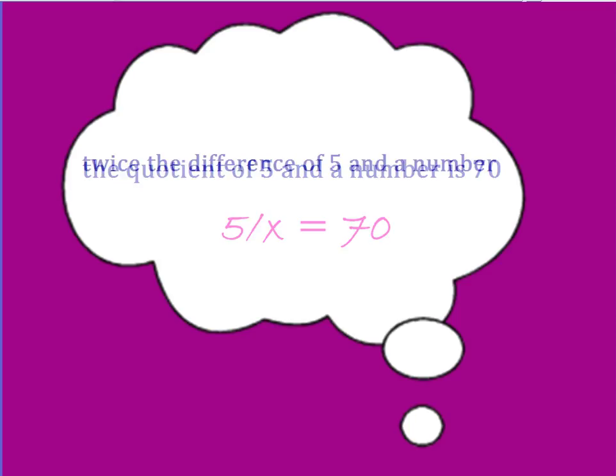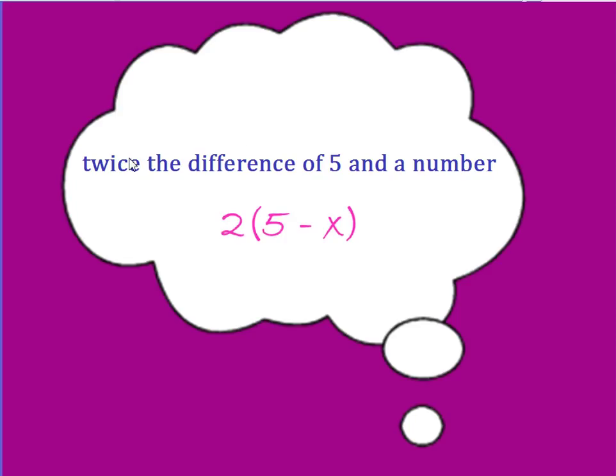One last phrase to try. Twice the difference of 5 and a number. This one, since we're doubling the entire difference, should have parentheses, and we get 2 times, in parentheses, 5 minus x.